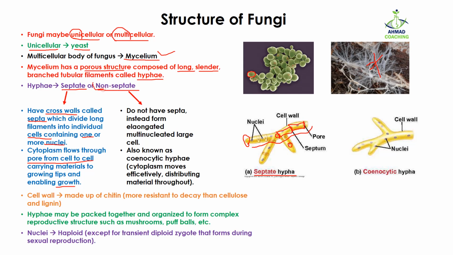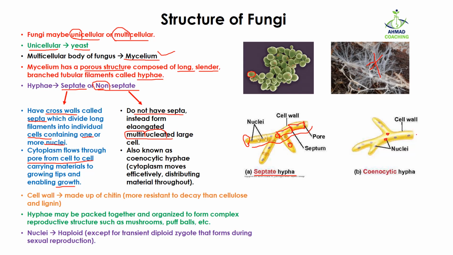The second type of hyphae is non-septate hyphae. As the name indicates, non means that septa are absent. So non-septate hyphae do not have septa. Instead, they have an elongated multinucleated large cell. Multinucleated means that many nuclei are present in one elongated cell. So here you can see this is a non-septate hypha. The whole filament contains many nuclei, these are the nuclei, but there is no cross wall or septa present.